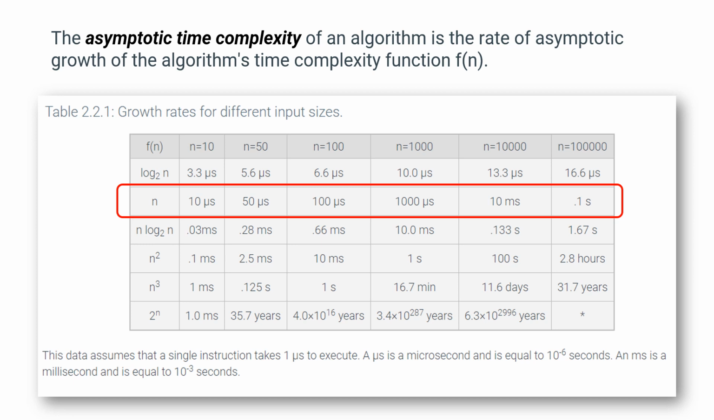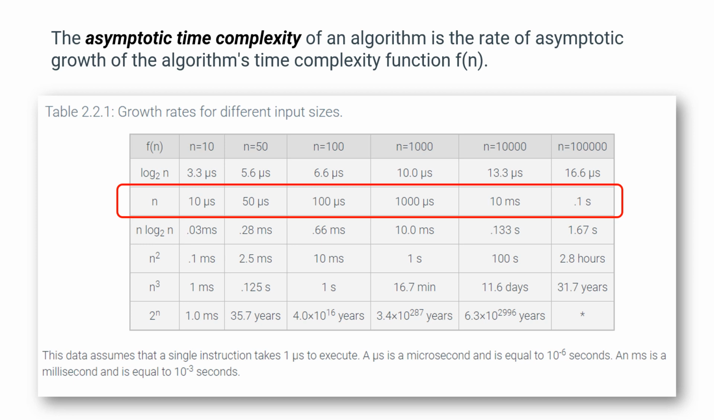The book has this chart here that shows these different growth rates for different input sizes. And by the way, I should read this sentence up above. The asymptotic time complexity of an algorithm is the rate of asymptotic growth of the algorithm's time complexity function f of n. So in the last slide we found the time complexity function and then went ahead and found the asymptotic growth of that function, and that would be called the asymptotic time complexity.